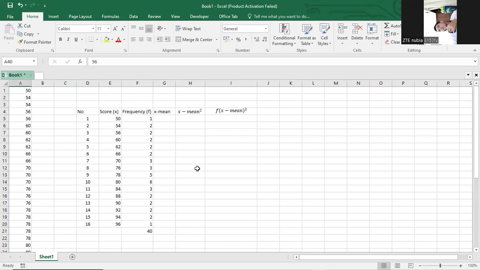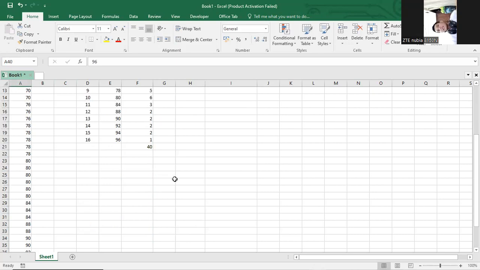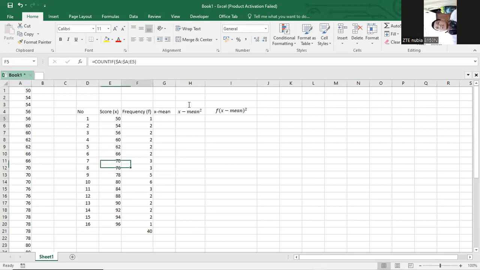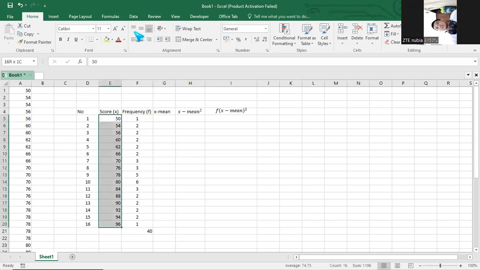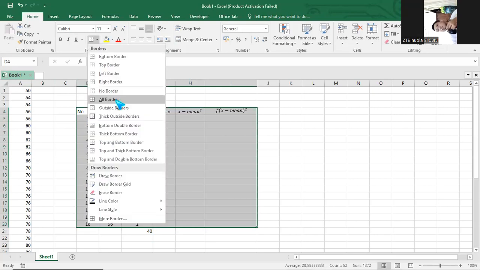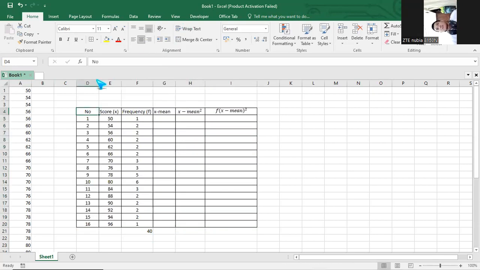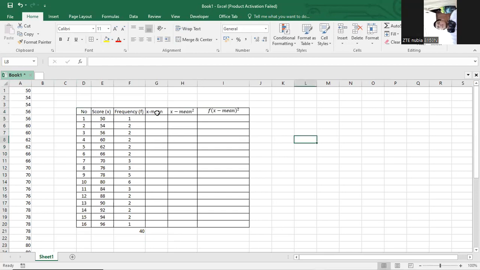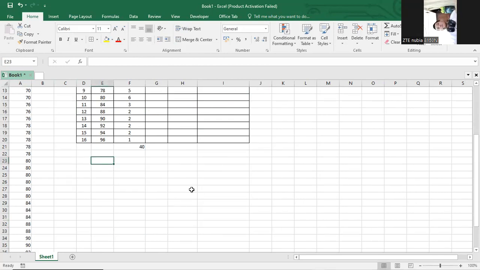Okay, after that, we find mean, median, and mode. And how to find it? It's very easy. First of all, we make this a border here. The first thing we have to do is the manual way, and after that we do the Excel one. But first of all we do it manually.